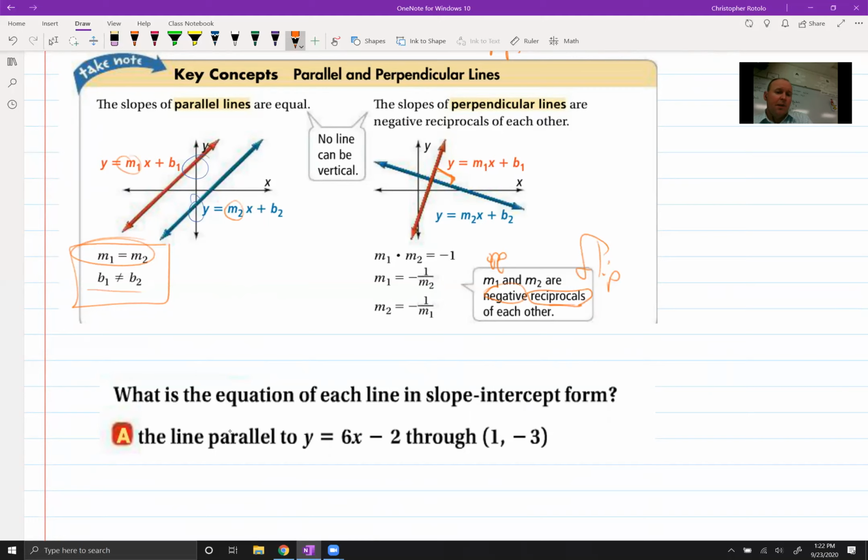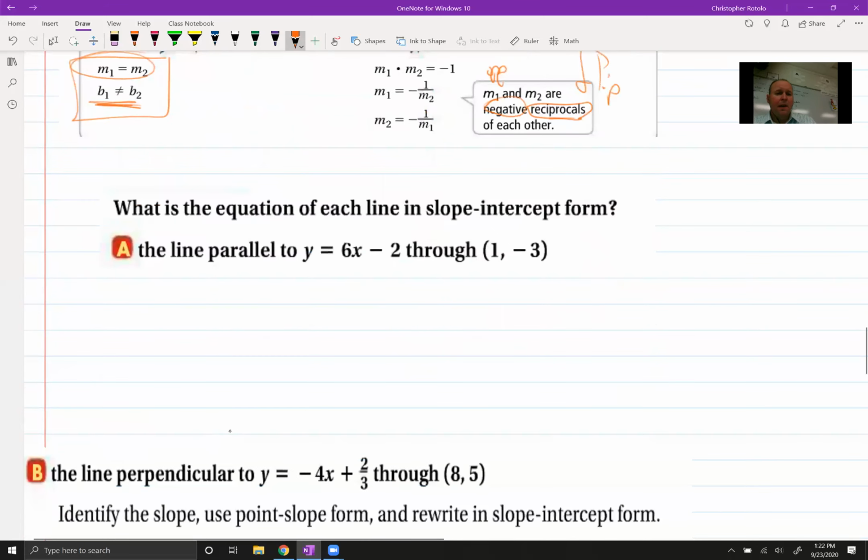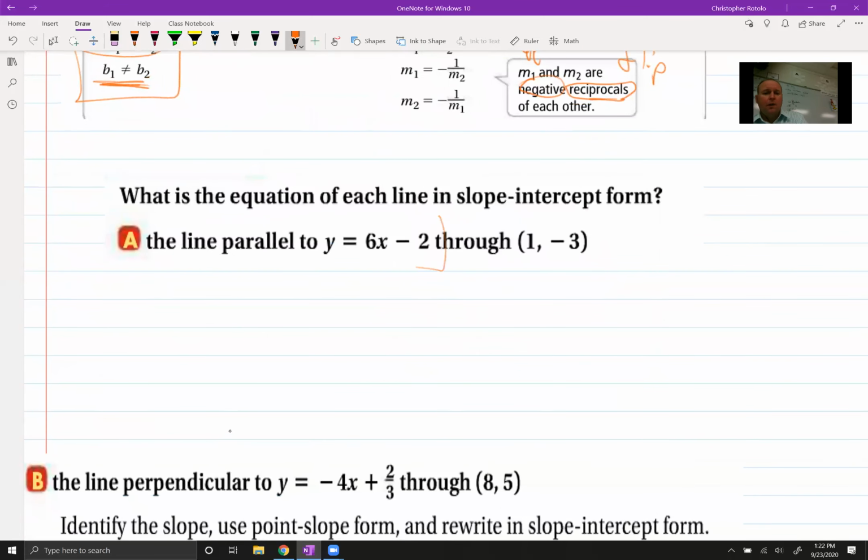Parallel lines, remember the y-intercepts do have to be different. And perpendicular lines, we don't really care what the y-intercepts are. We're really focused on the slope. So let's see how we work with that. A line parallel to y equals 6x minus 2. Okay, so if I want to be parallel, that means my slope is 6. So I have to use that again. This is my new x and y.